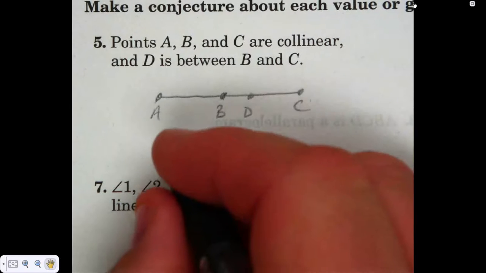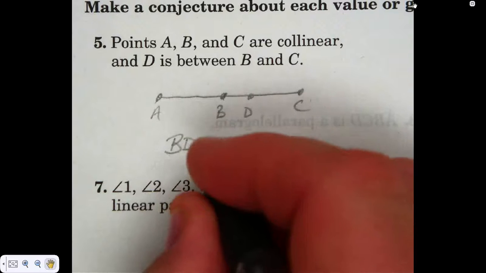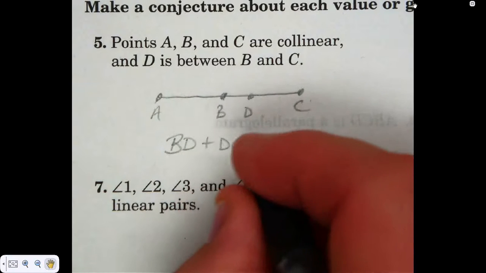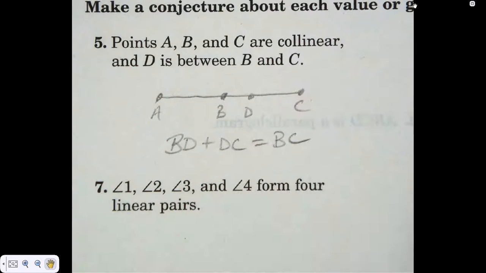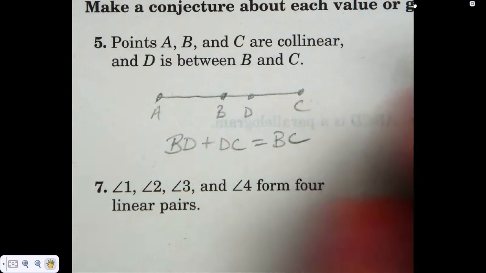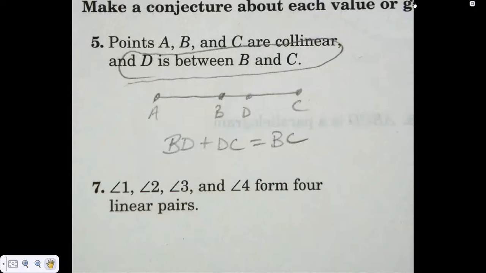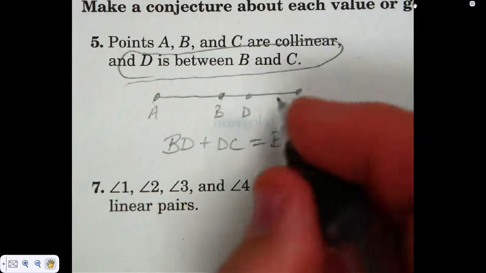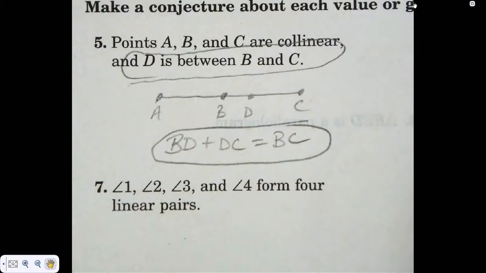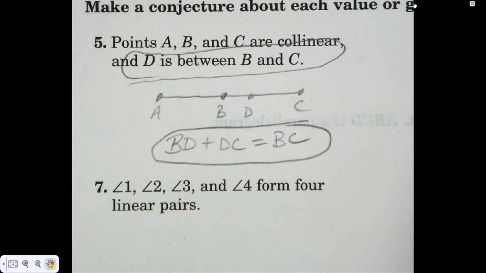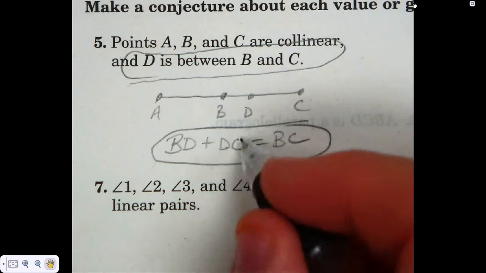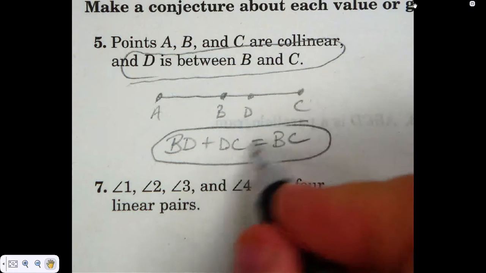So, what do we know? I would make the conjecture that BD plus DC is equal to the whole thing, BC. Isn't that what they're leading you to? Because isn't that what being between something means? Isn't that what we learned in the last chapter? That's the conjecture I would make. And working it out is just writing a line. You don't have to have that. That would be fine.